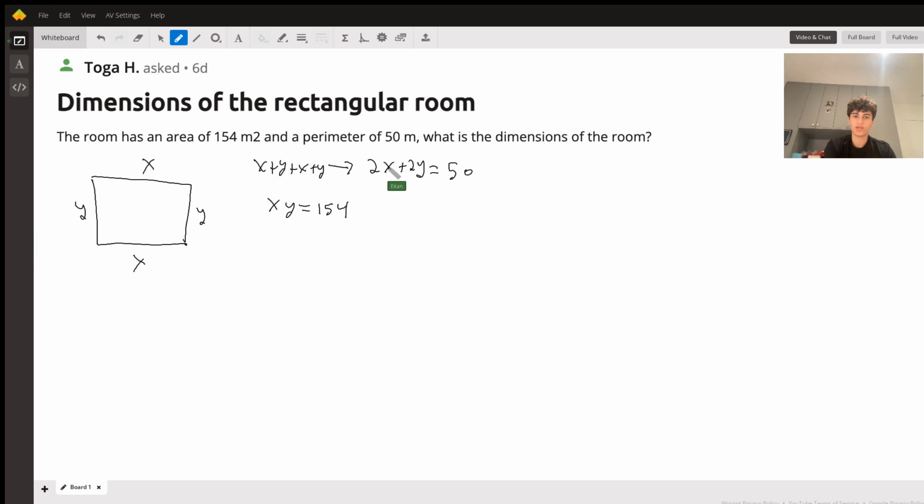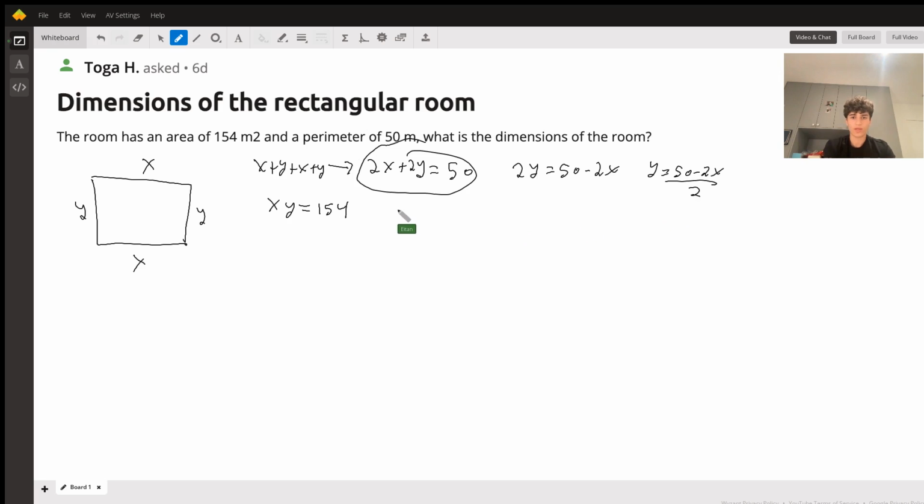And so what we can do here is we have a system of equations, and what I would do is I would simplify for one of the variables and then plug in that variable into the other equation. This is called the substitution method, and let me show you how it works. So first of all, let's solve for y in this equation right here. So we're going to subtract 2x from both sides. So we have 2y equals 50 minus 2x, and then we divide by 2. So y equals (50 minus 2x) over 2.